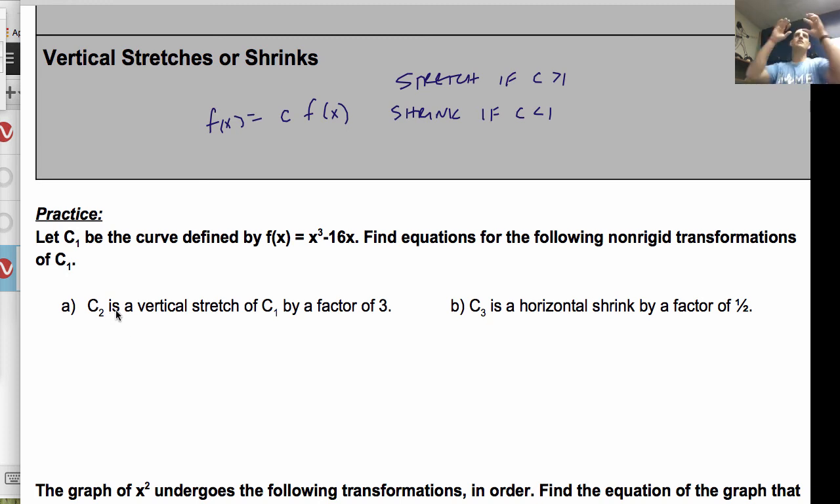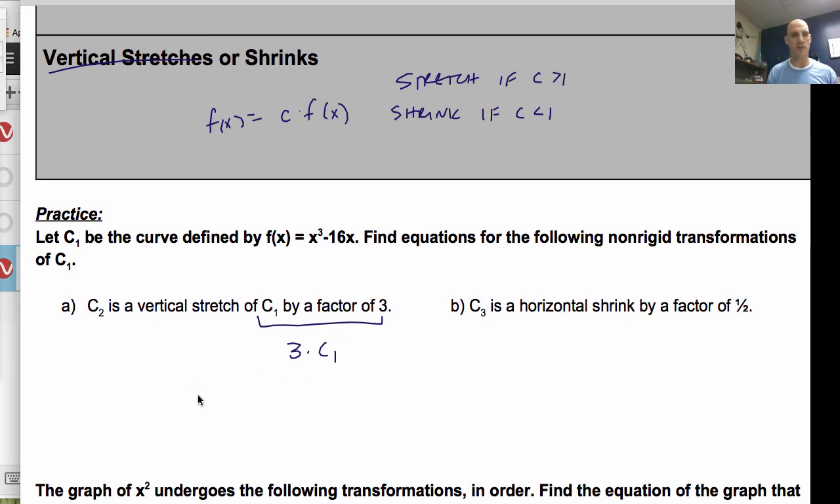So I'm saying I start out with this original function, x cubed minus 16x, which is C1. C2 is the transformation. So I want to vertically stretch it by a factor of 3. Well, stretching by a factor of 3 literally means 3 times C1. How did I know that? Well, if it's a vertical stretch, then my constant, the factor of 3 in this case, is 3. So 3 times C1.